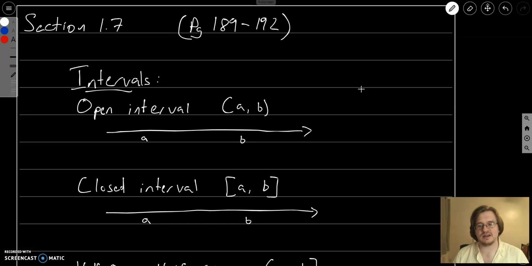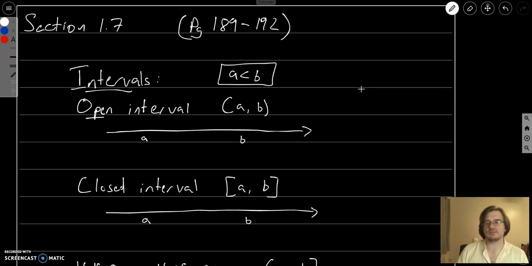So this is what's called an open interval. We denote this with parentheses around a, comma, b. In here, I really want a to be less than b, so a is going to be some number that's less than b. When I write the open interval (a, b), what I mean is all of the numbers between a and b.